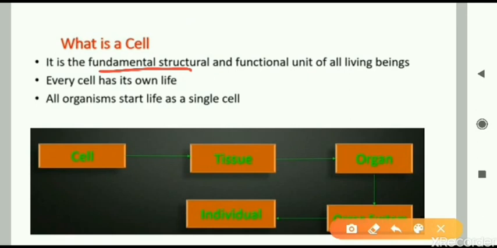So we can relate this to the flowchart given here. Different cells group up together and make up a tissue, and different tissues work together to form an organ, and different organs form an organ system, and multiple organ systems form an individual. You can relate it to human beings. The human body, that is an individual, is comprised of different organ systems like the digestive system, circulatory system, respiratory system, and so on.